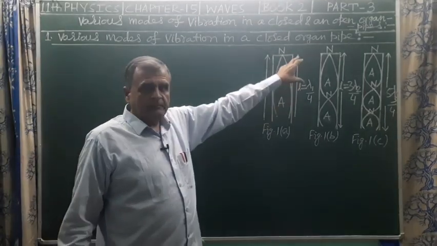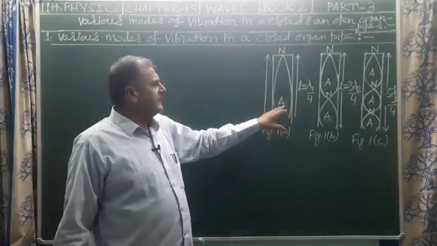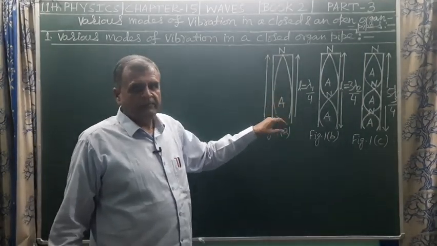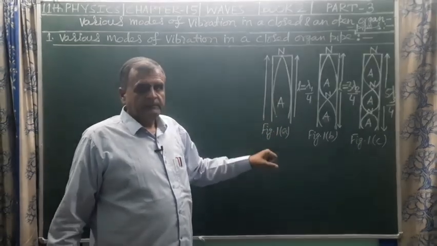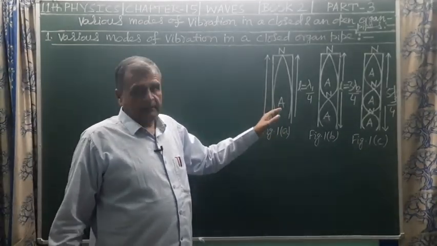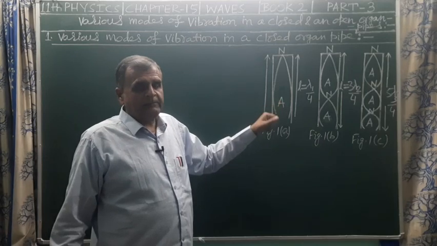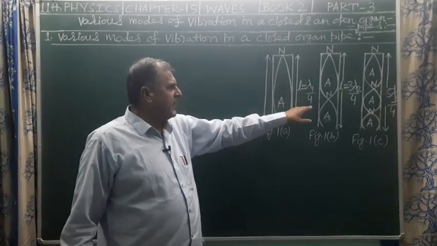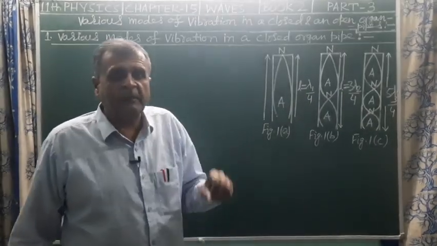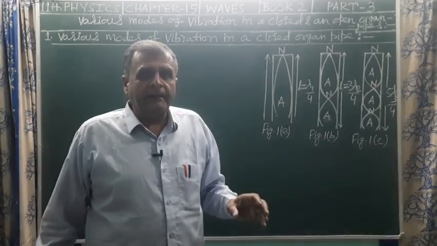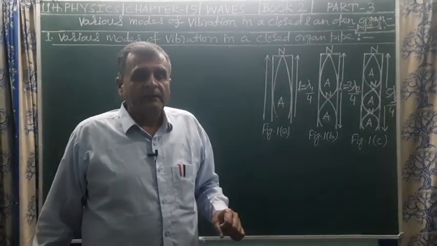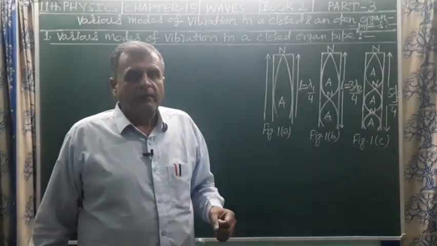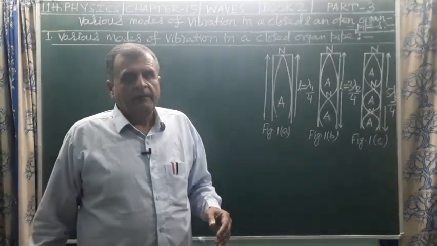So the length of the tube in the simplest mode of vibration is lambda 1 by 4. Suppose lambda 1 is the wavelength of the wave inside the tube, that is inside the closed organ pipe in the simplest mode. So the length of the tube is lambda 1 by 4, because we know that the distance between a node and an antinode is lambda by 4, that is, a quarter of the wavelength.